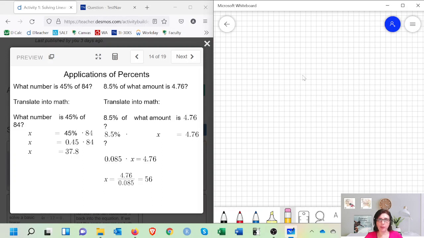Okay, guys, it's time to take a look at applications of linear equations to percents. All right, so the first example we're going to look at is: what number is 45% of 84?